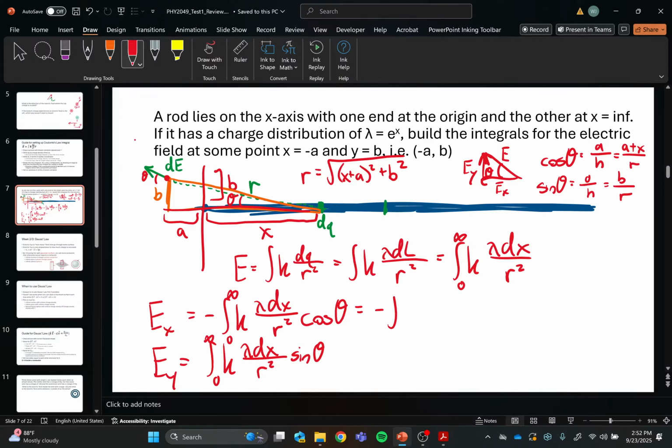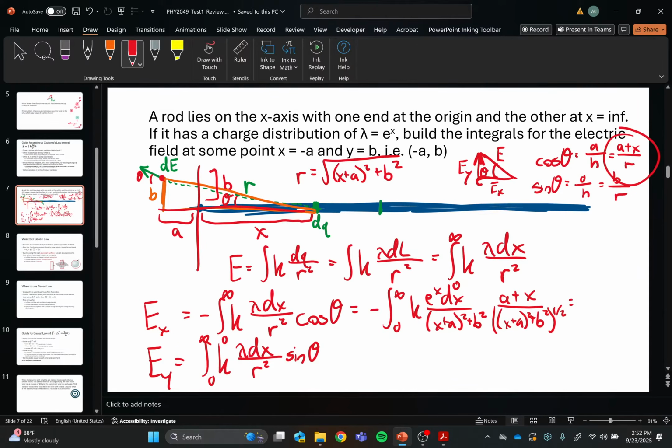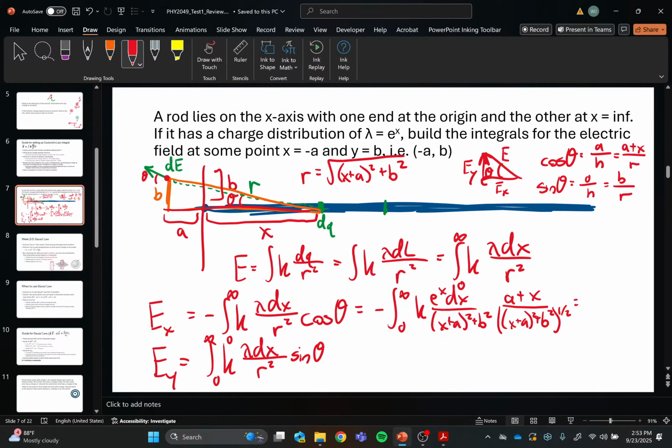When you make the substitution, you get the integral from 0 to infinity of k, and we can go ahead and put what lambda is, dx over x plus a squared plus b squared. And I'll be kind, we have the time for it. A plus x over another x plus a squared plus b squared to the 1/2. You add those together. I don't have enough room. The bottom turns to the 3/2. All I did was plug in this cosine up there, and I plugged in the r. And then I ran out of room.